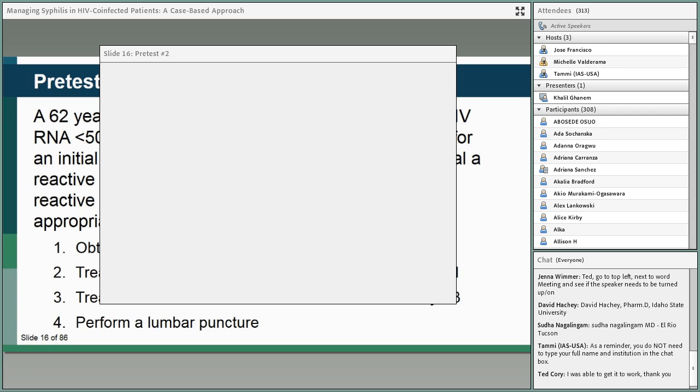And this is a 62-year-old asymptomatic woman whose CD4 count is good and whose HIV RNA is well controlled. She's married and monogamous, who presents for an initial clinic visit. Her routine screening serologies reveal a reactive treponemal CIA, a non-reactive RPR, and a reactive TPPA. So she's got 2 reactive treponemal tests and a non-reactive RPR. Which of the following is the most appropriate next step? Obtain additional history, treat with benzathine penicillin times 1, treat with benzathine penicillin times 3, or perform a lumbar puncture.